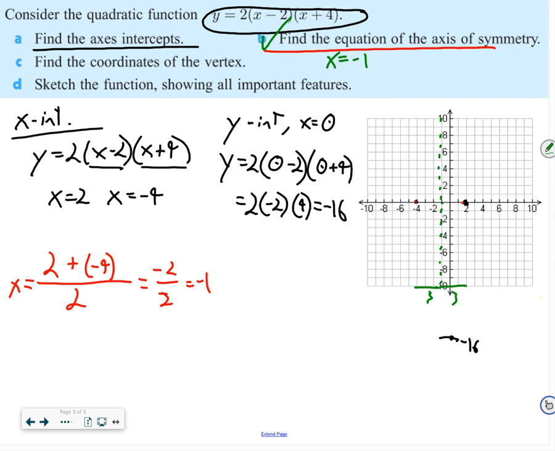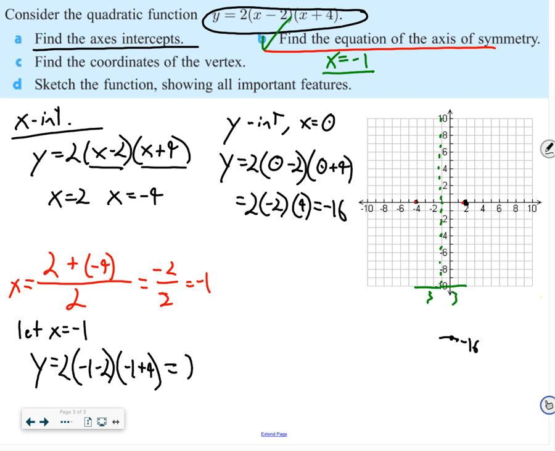Find the coordinates of the vertex. Well, again, the vertex has the same x parameter as my line of symmetry because it goes through that point. So I'm going to plug that into my function. So I'm going to let x be equal to negative 1, and I do y equals 2 times negative 1 minus 2 times the quantity of negative 1 plus 4.